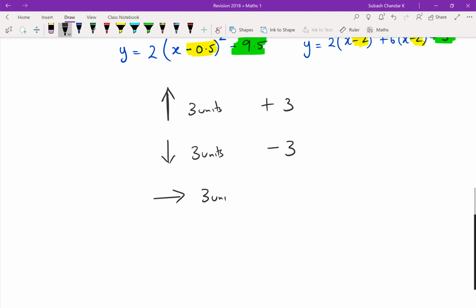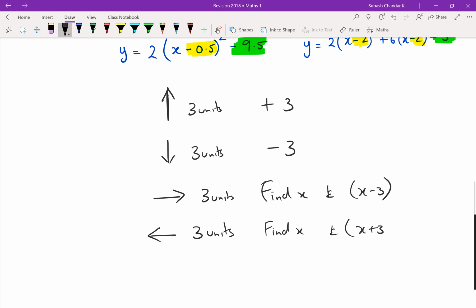Okay? But if it goes right 3 units, then look at wherever the x is. You've got to find x and replace it with x minus 3. Or if it goes to the left side, find x and replace it with x plus 3. I think there was a similar slide like this in my Friday tutorial if you want to have a look at it. But this works for any kind of equation, whether it's quadratic, exponential or linear.